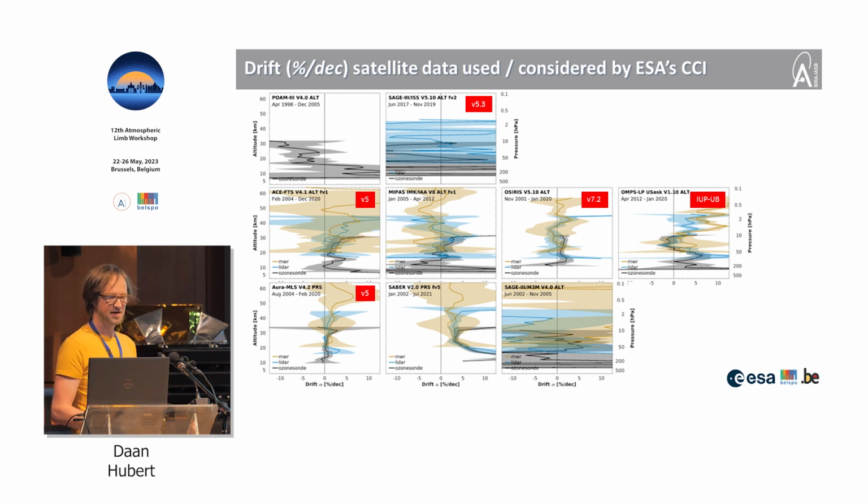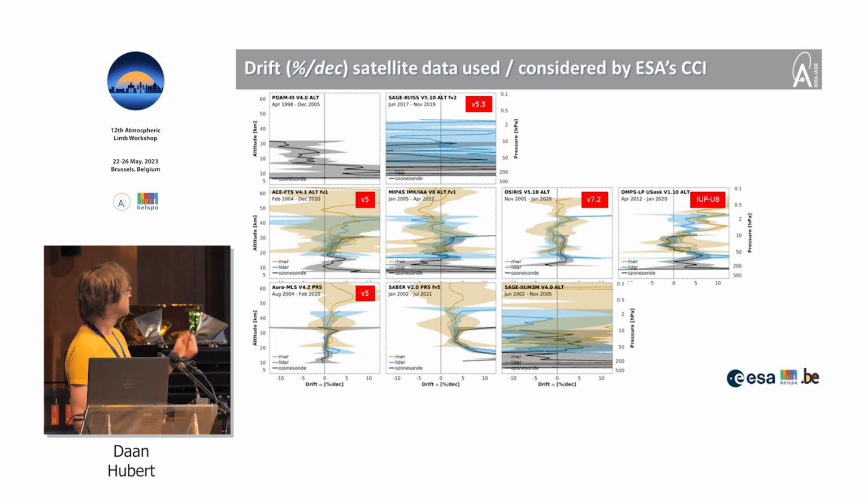So SAGE 3 on ISS, this is just 2 years, so this will be updated with a new version and a longer time series. But this is what I got for the 2-year data set. It's simply not enough to constrain drift well enough. You need more time, more data.